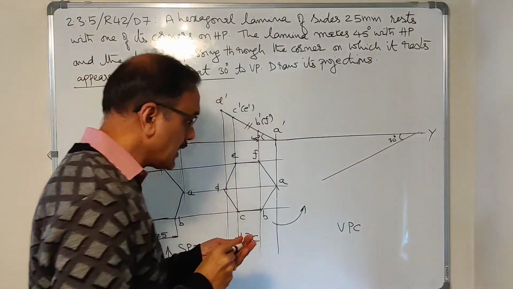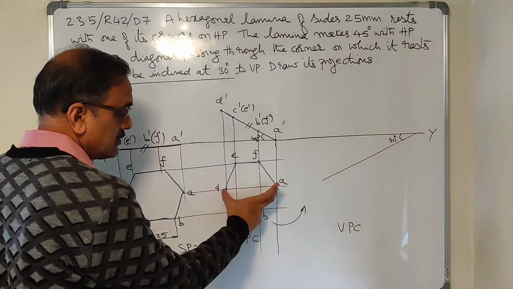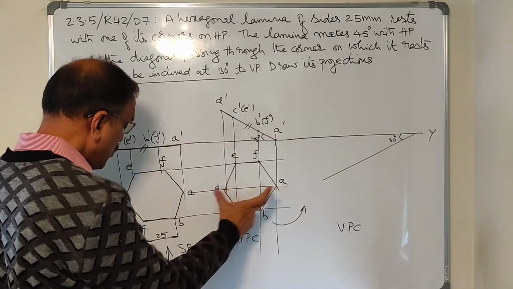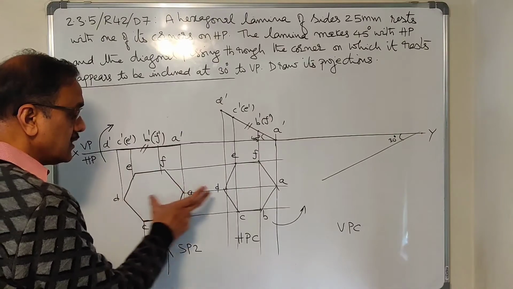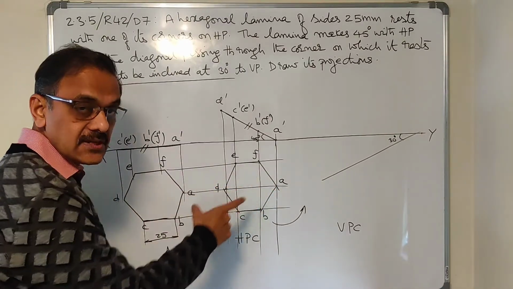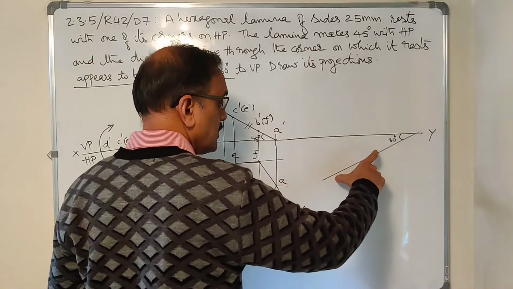So I start by drawing a line inclined at 30 degrees to XY line. Measure this length. I don't know what is this length. This is no more 50. The true length of AD is 50. This will be reduced. This will be less than 50. So I take this with compass and just transfer it here.